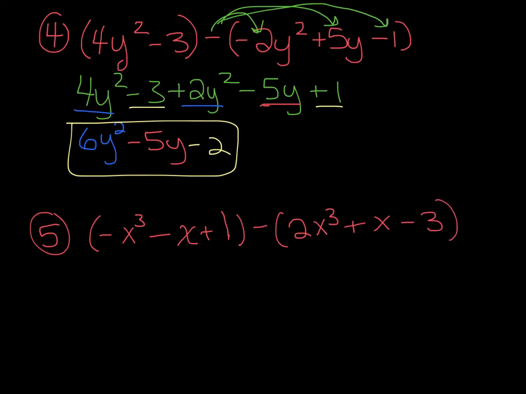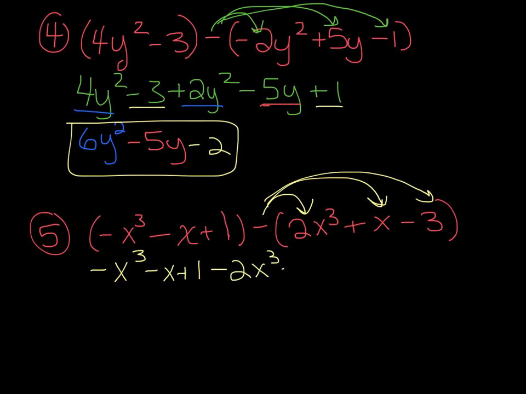So for this problem, same as the previous one, I'm going to start by distributing my negative to everything in these parentheses. I end up getting negative x to the third minus x plus 1 minus 2x to the third minus x plus 3. From there, I'm going to put together my like terms. So I have this minus 1x to the third and this minus 2x to the third. So negative 1 plus negative 2 gives me negative 3. I end up getting negative 3x to the third.